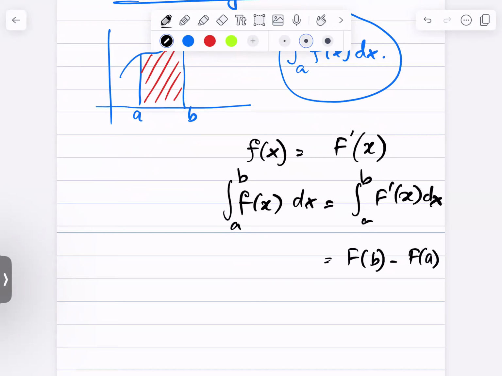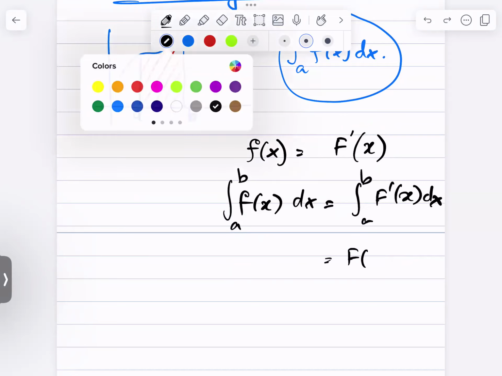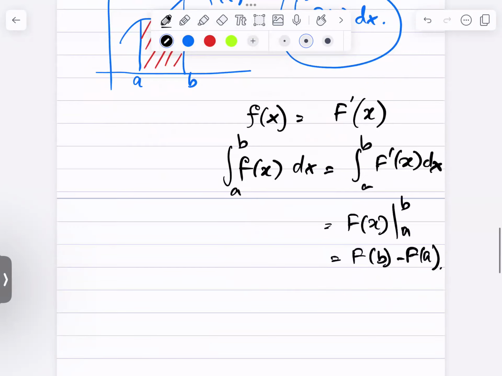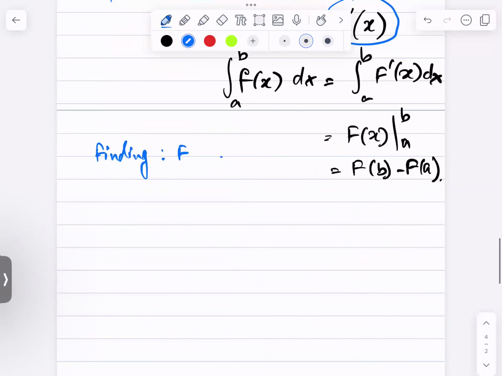Basically, before that line, I should write it like this. It should be F(x) from a to b, therefore F(b) minus F(a). Okay. So basically, our main task to solve any kind of integration is to find this function capital F. Okay. So far, so good.